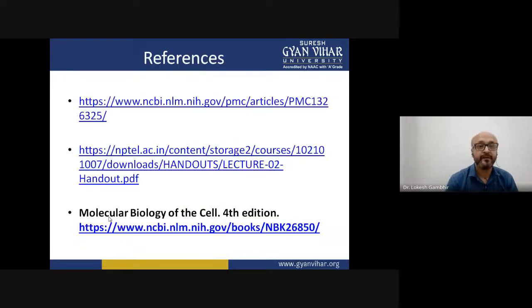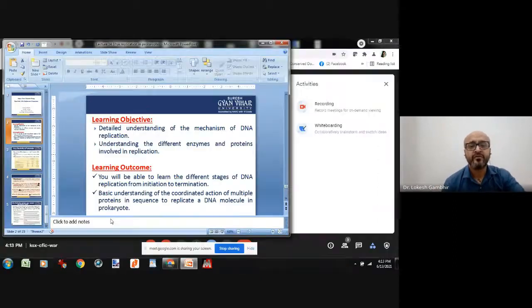So in a nutshell, I have also summarized certain references which you should read in order to have a much better understanding of DNA replication in prokaryotes. There are certain books, certain NPTEL lectures, and of course research articles or review articles which completely and beautifully summarize all the aspects of DNA replication. One should always read that.